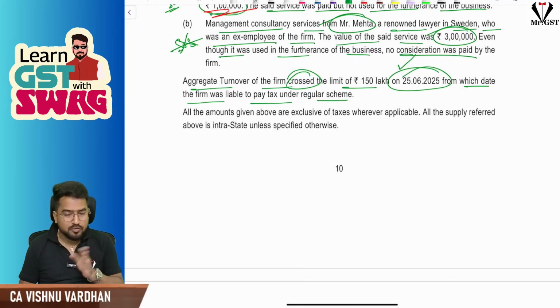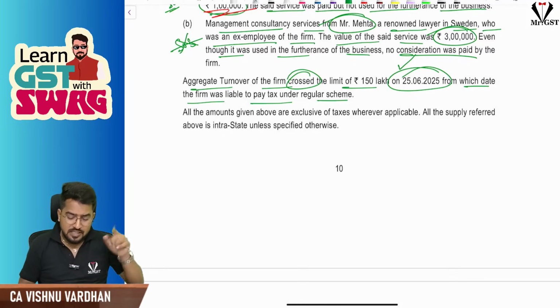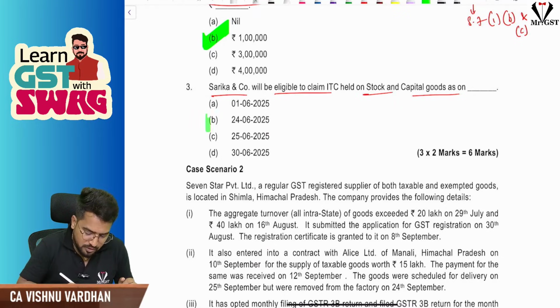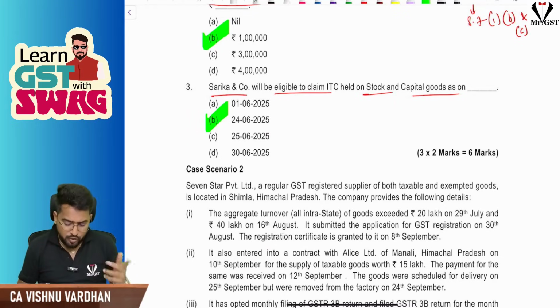So here, coming out of composition scheme is 25th June. The immediately preceding day is 24th June. So here for the third MCQ, the answer will be 24th June. So simple one. Hope you have understood this.